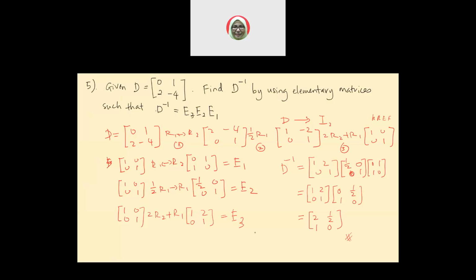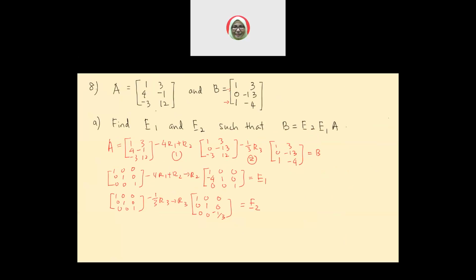After that, to get D inverse, we apply all the E's. E3 multiply E2 multiply E1 gives D inverse. Here is D inverse.